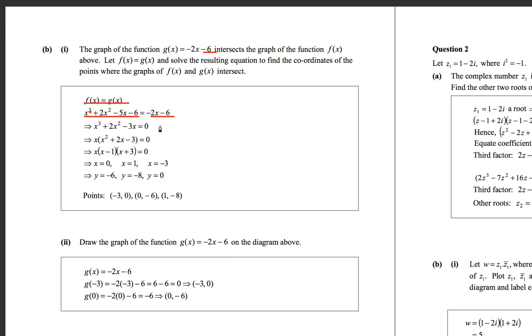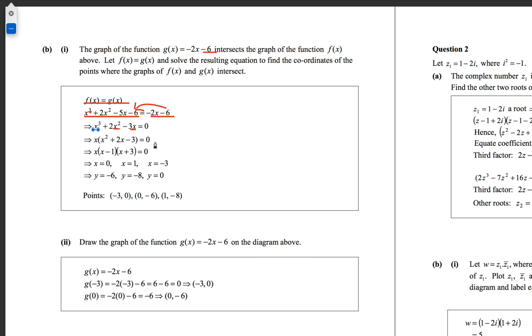Okay? So carry everything across to one side. Carry this across to one side. Okay? So we have 0 here. Now, usually with cubic functions, you have to find the first root by trial and error. But in this case, do you see how there's an x term in everything? There's no constant here. So we can divide by x. We can divide everything by x.